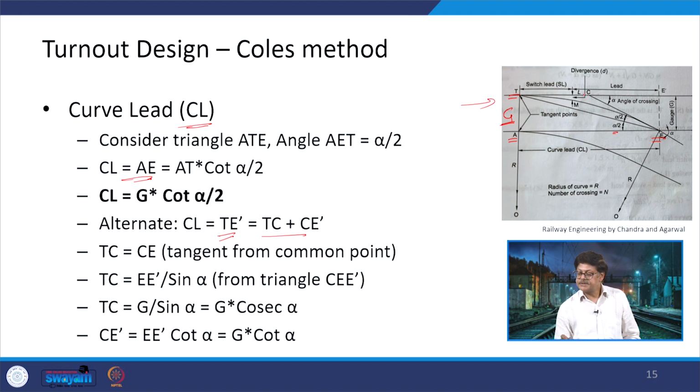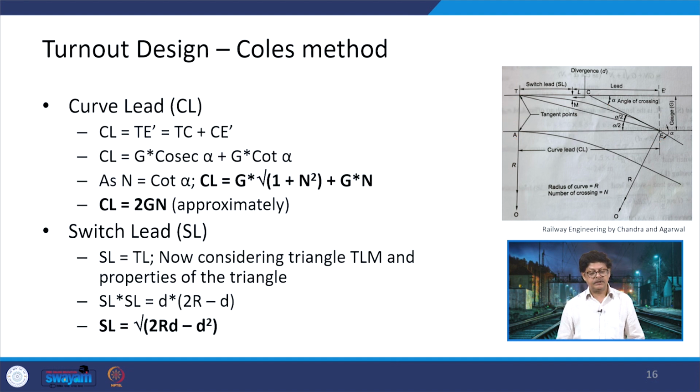Now, TC and CE will be equal on the basis of the geometry of this triangle. So, TC is equal to CE. And if you are talking about CEE dash and you have to calculate CE, the angle of crossing here becomes again alpha, and we know that EE dash is G. So, considering that, we finally get TC is G cosec alpha, and CE dash is G cot alpha. If we take these two together, we get G cosec alpha plus G cot alpha.